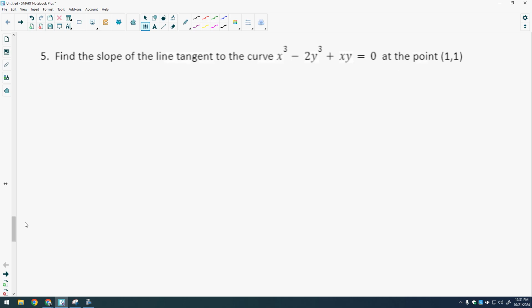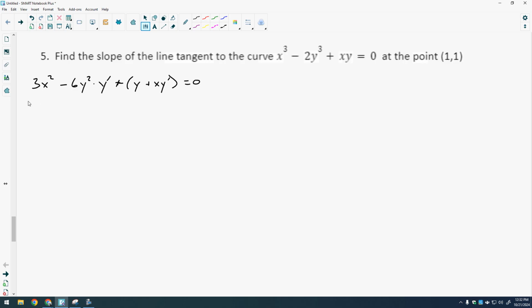All right, question 5. Find the slope of the line tangent to the curve at the point. Back to implicit differentiation. So I have derivative of x to the 3rd is 3x squared. The derivative of 2y cubed is 6y squared times dy dx, which is y prime. And again, we've seen xy lots. Derivative of the first times the second plus the first times the derivative of the second. You should have that almost memorized. The derivative of xy is y plus xy prime.